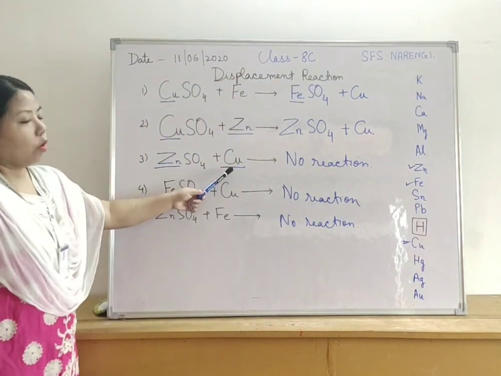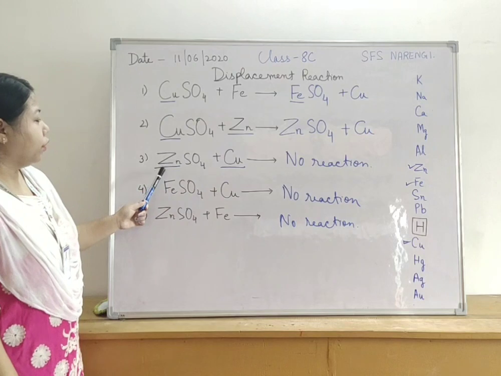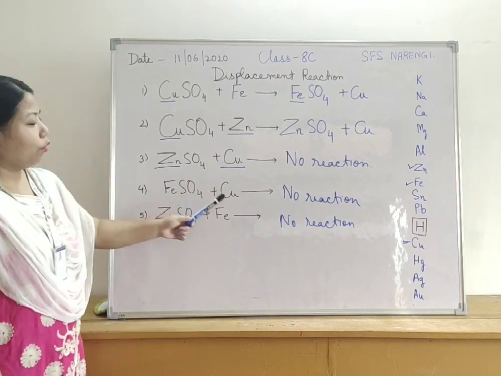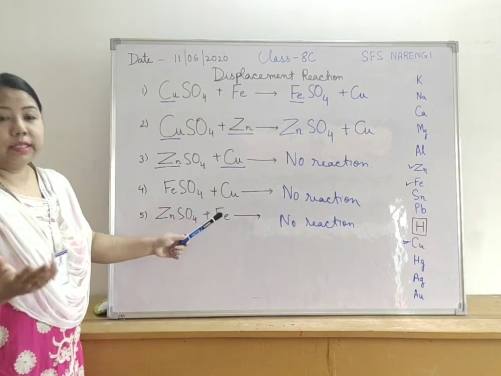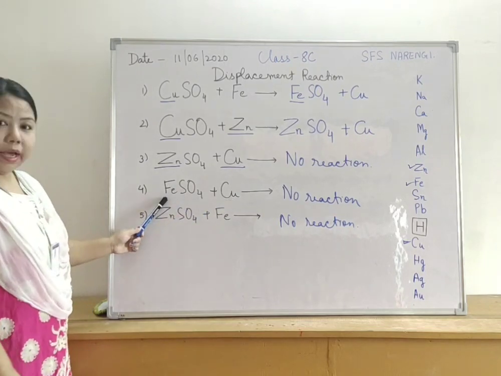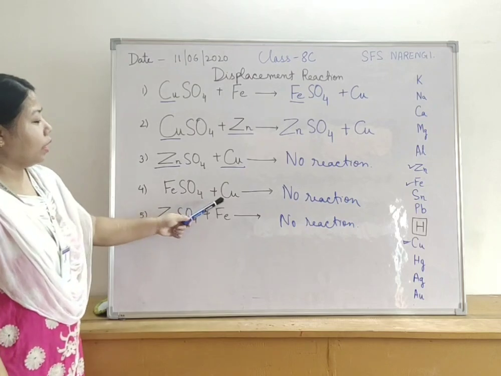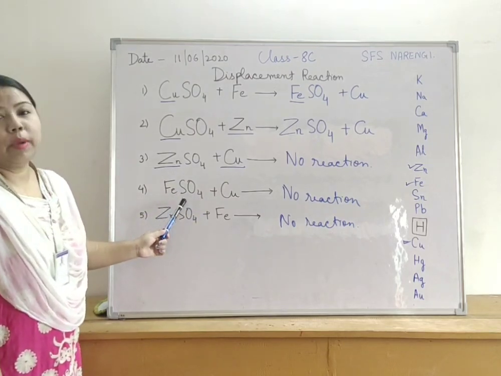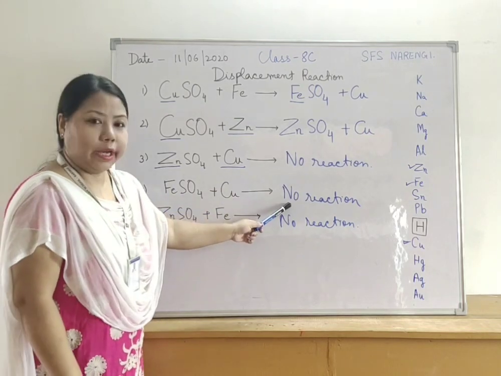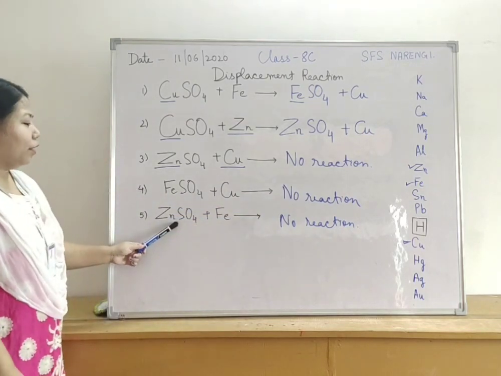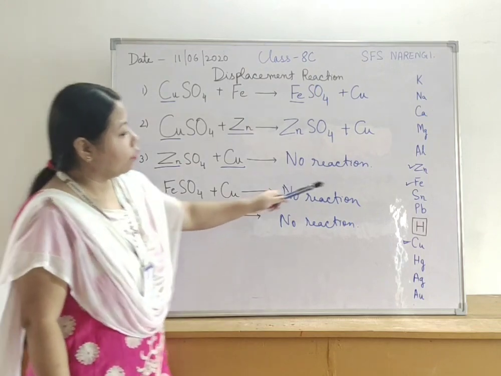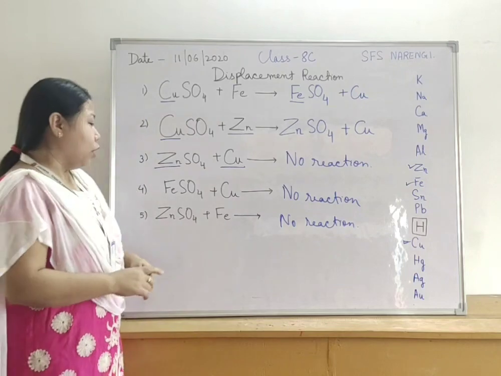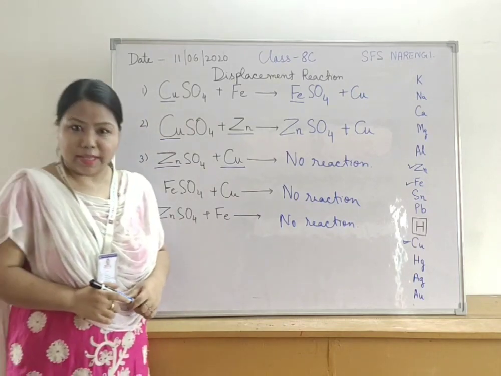As a result, copper is not able to replace zinc. Similarly, here also iron is more reactive than copper, or we can say copper is less reactive than iron. So it is not able to displace or replace iron from iron sulfate and no reaction takes place. Similarly, in the fifth one, iron is less reactive than zinc and as a result, we cannot replace zinc from zinc sulfate.